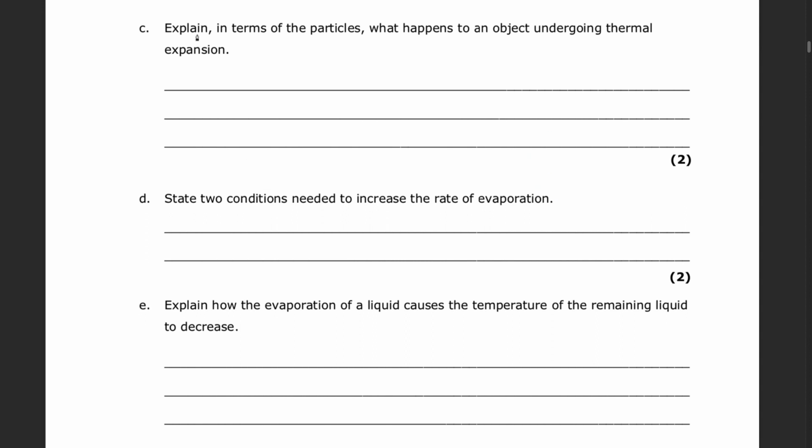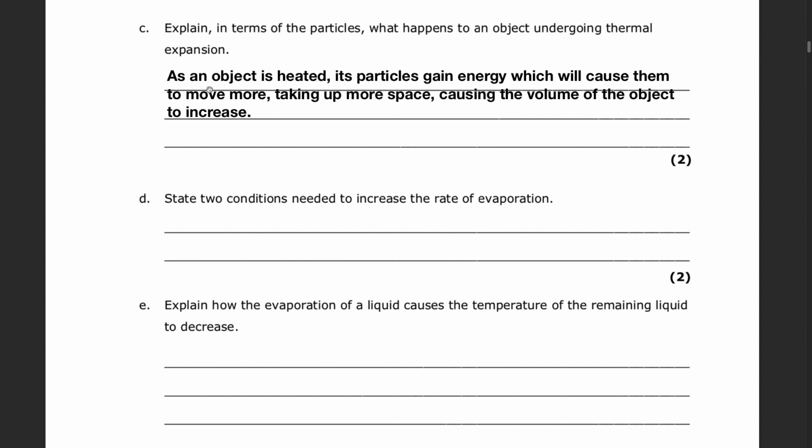Question 1c. Explain in terms of the particles what happens to an object undergoing thermal expansion. So as an object is heated, its particles gain energy, which will cause them to move more, taking up more space, causing the volume of the object to increase. We had gone over a number of examples of expansion. If you remember, we talked about the Eiffel Tower and how much it expands during summer. We talked about train tracks buckling. We talked about expansion joints in bridges.